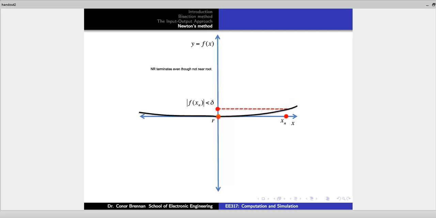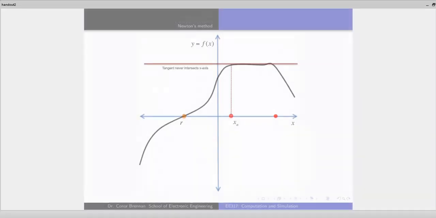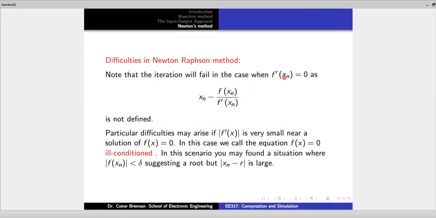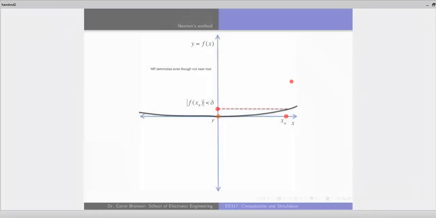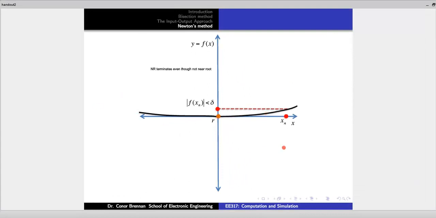Okay? So if you had a function like x to the 10, for example, or x to the 100, it would look a little bit like this. It has a root at 0, but is very, very flat in and around 0. So any estimate to the root that you get in and around here is going to fall foul of this f'(xn) being very small, and the update is going to shoot away to infinity. So this is an ill-conditioned problem.